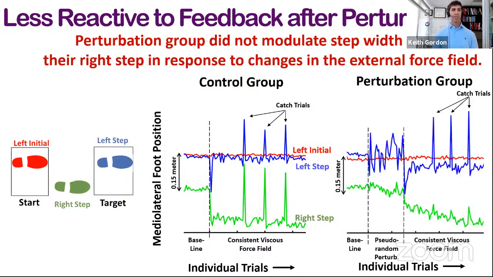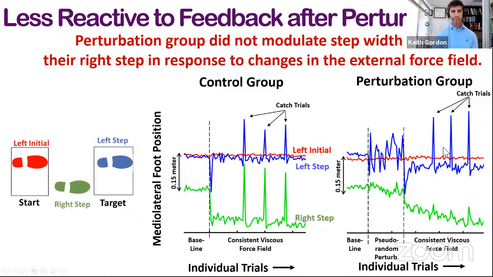Okay, let's compare that to what we see for the perturbation group. This figure is a little bit different than the one we just saw from the control group because it includes the additional 30 trials with pseudo-random perturbations. Again, in green, this is the first step taken by the right foot. If we take a look at those steps occurring in the consistent viscous force field, during the CATCH trials, we do not observe an immediate change in foot placement position in response to the change in external environment. In fact, in that first step, there's almost no change in foot placement during the right first step of the CATCH trials. However, the perturbation group did make corrections during the second step, shown in blue.